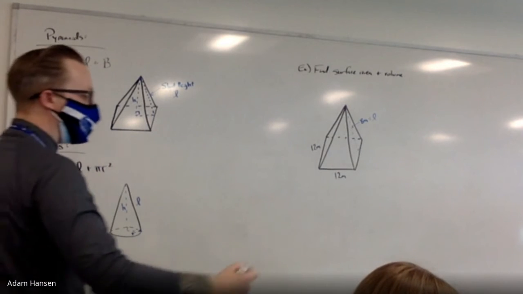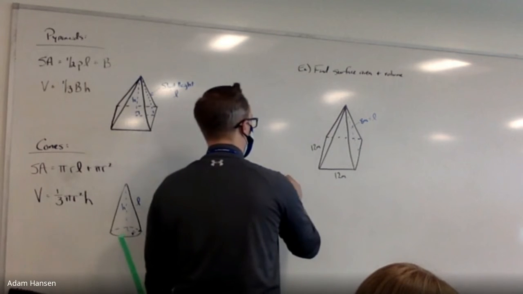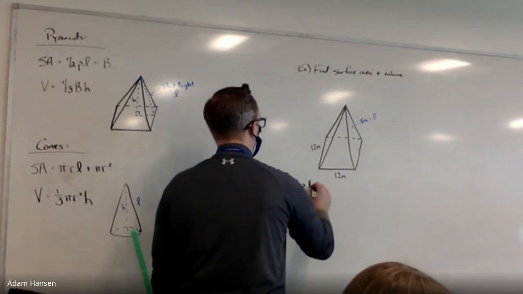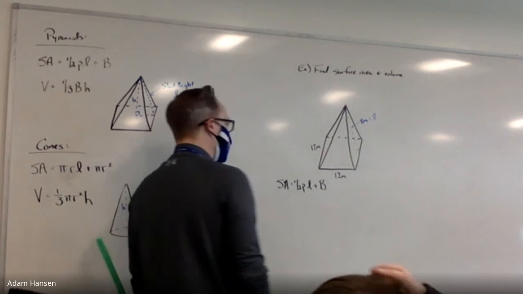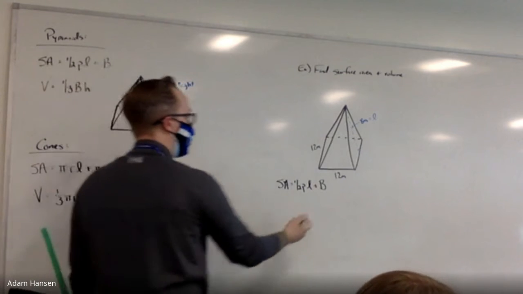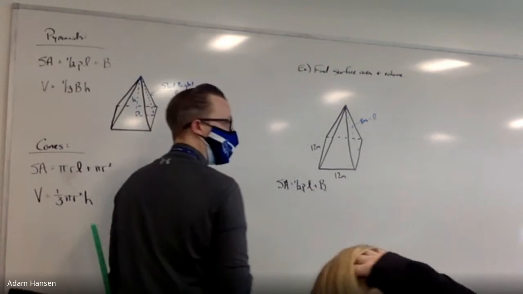Formula for surface area is 1/2 times P times L plus the area of the base. Let's figure out what I have to know first. What is P, L, and B, so that I can use the formula?